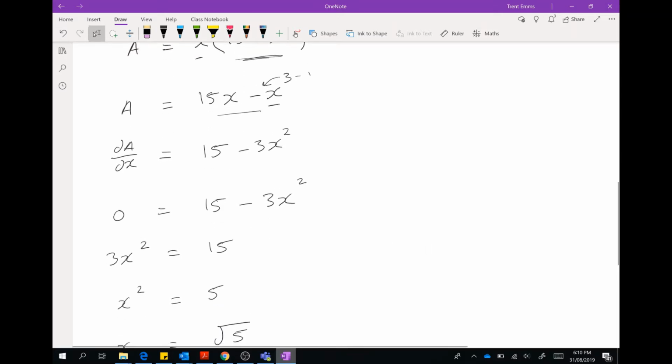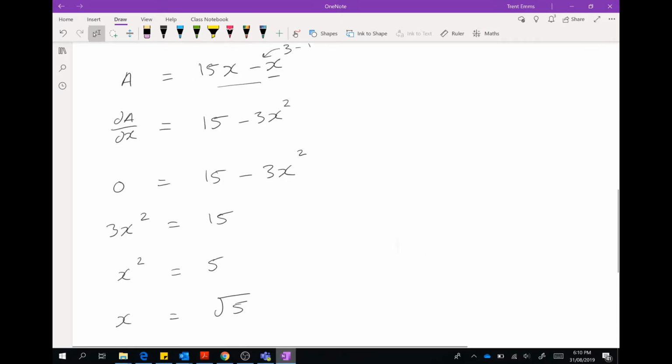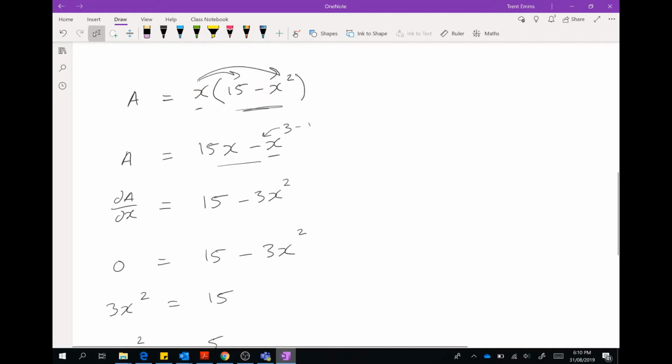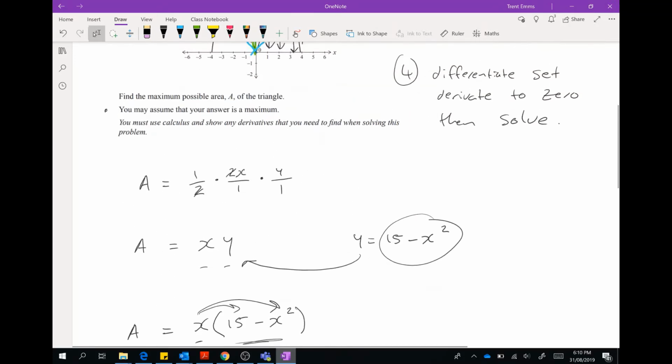So we're just about there. Remember from before, we've got to make sure we answer the question. So find the maximum possible area. We've just found the x value for the base that will give us the max area, so we still need to find the maximum area.